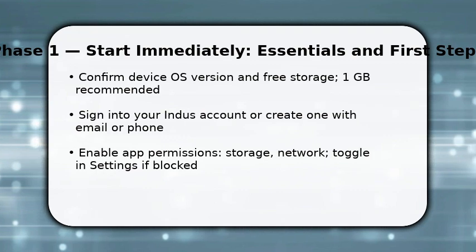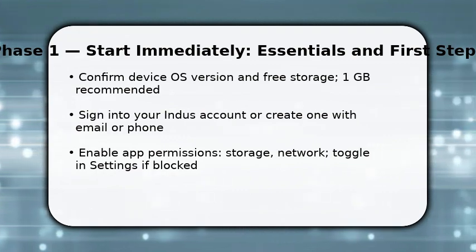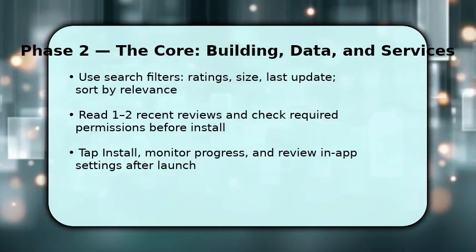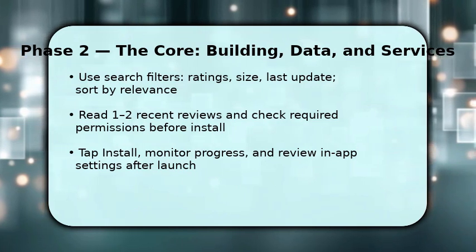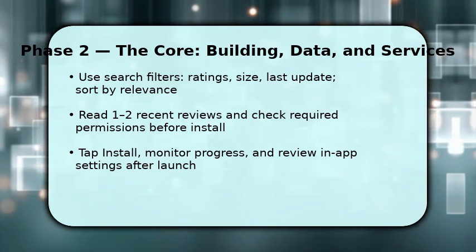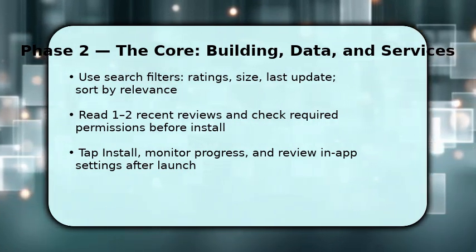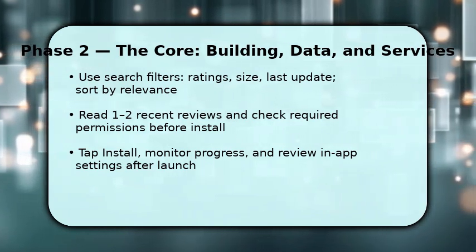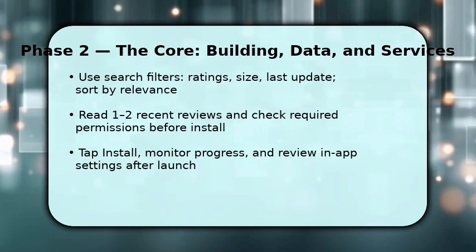You now select and configure the app. Use filters for ratings, size, and last update to narrow choices, because small apps often install faster. Once you find an app, open its page and read 1 or 2 recent reviews to verify stability and legitimacy. Then inspect required permissions, deny anything unrelated to core functionality. Tap Install and watch the download.